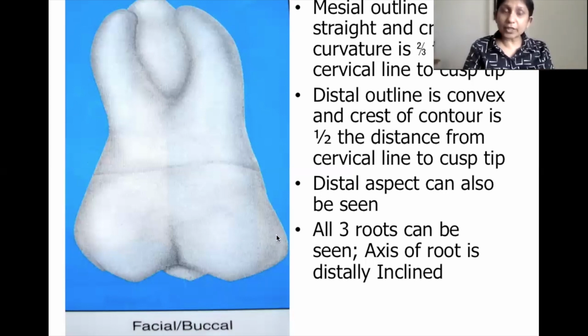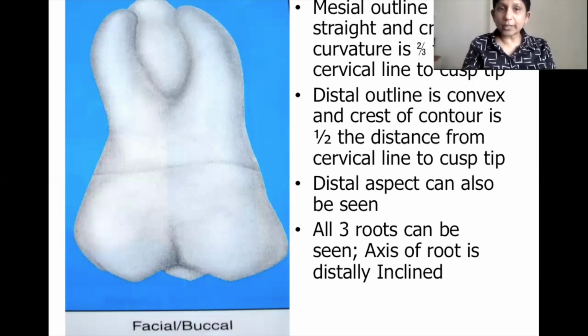What do you mean by crest of curvature? It is the point where this tooth is going to come in contact with the tooth on the mesial side, that is your second maxillary premolar. And this is the distal contact point, where the tooth is going to come in contact with the maxillary second molar. The distal outline, as I already explained, is slightly convex, and the crest of curvature is at the middle of the middle third, half the distance from the cervical line to the cusp. The distal aspect can also be seen slightly, because the tooth tapers a little from the distal towards the buccal aspect. That's why the distal aspect can also be seen a little bit.